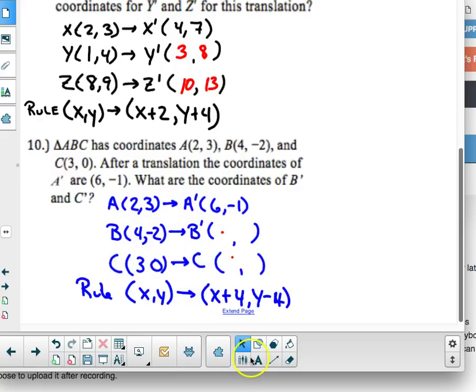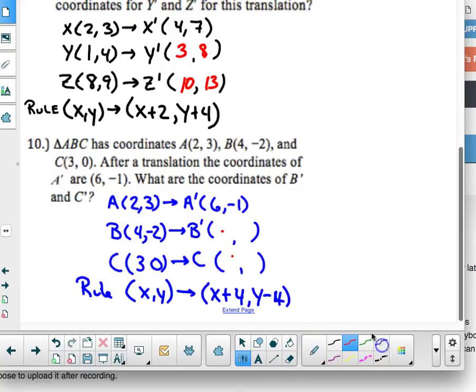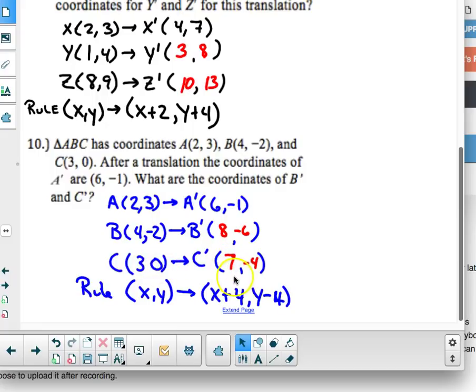I'm showing notation as I go. There should be a prime there. Let's make sure we get that prime in there. Okay, so I'm going to add 4, and I get 8, and I'm going to subtract 4, negative 6. Add 4 is 7, subtract 4 is negative 4, and that's my 10.